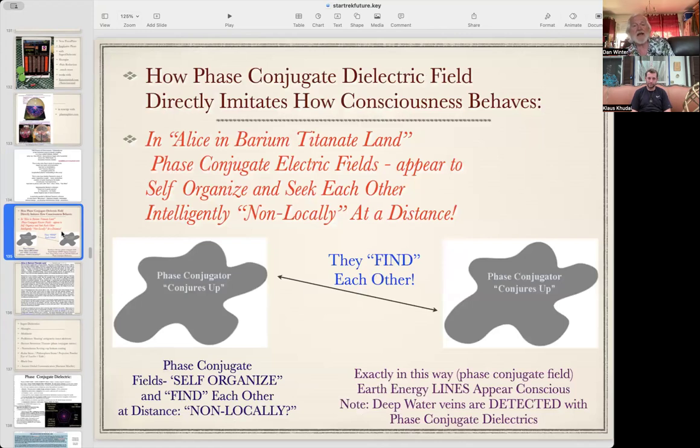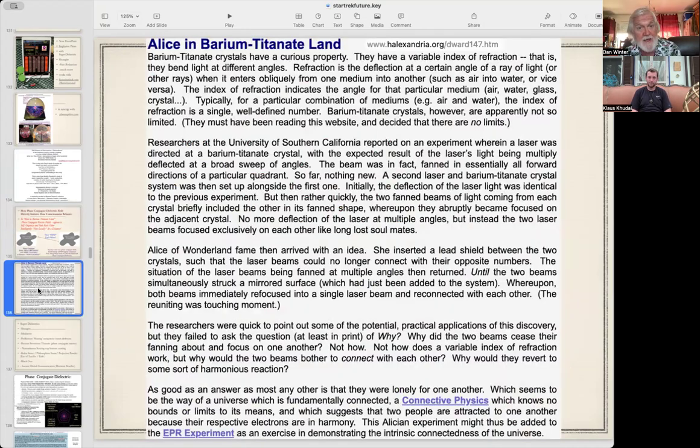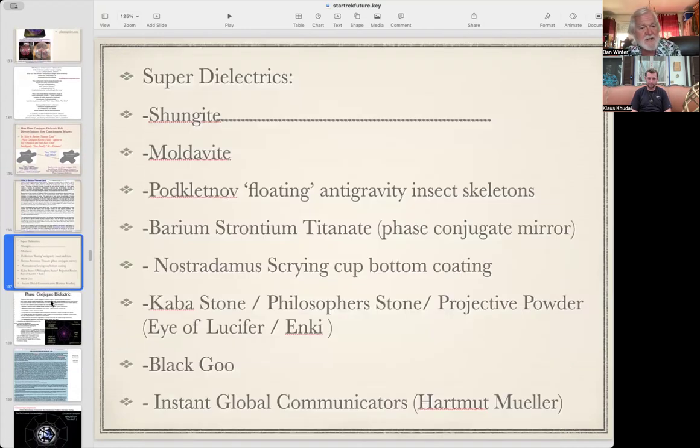So the phase conjugate dielectric field directly imitates how consciousness behaves. The physics paper is called Allison barium titanate land, that phase conjugate electric fields appear to self-organize and communicate with each other non-locally at a distance. Hint that non-locality, action at a distance, which current physics says entanglement causes the wormholes to work, is more accurately expressed as phase conjugation as the perfected form of embedding, which is entanglement perfected, hooks up the longitudinal array, a more accurate language than just saying the wormholes got connected. So this discussion of phase conjugate dielectrics is all very interesting.